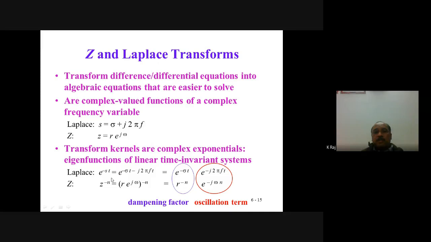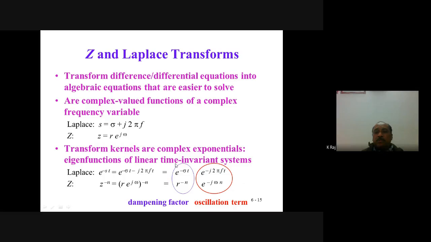Now, if we consider the Laplace transform e to the power minus st, it becomes e to the power minus sigma t times e to the power minus j omega t, or we can say e to the power minus sigma t into e to the power minus j2 pi ft. Similarly, if we define z as r e to the power j omega, its total power minus n gives r to the power minus n and e to the power minus j omega n.